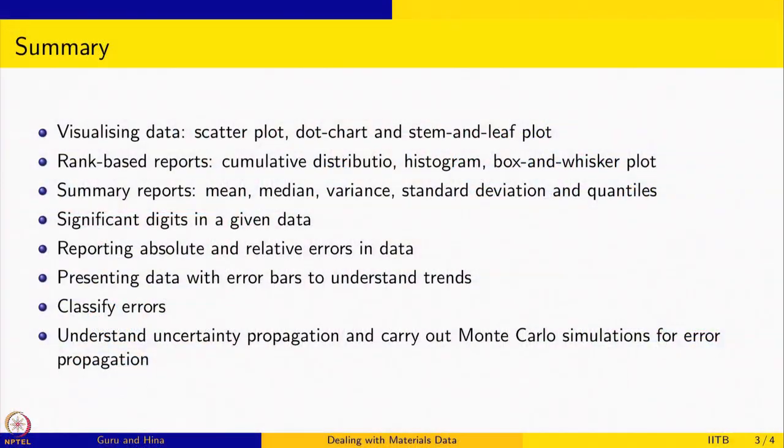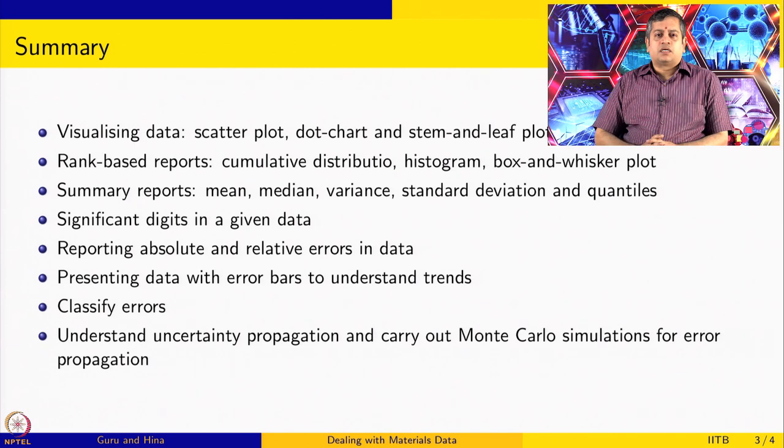So we have learnt how to visualize data. We have learnt how to use scatter plot, dot chart and stem and leaf plot for visualizing data. Then we have learnt how to prepare rank based reports of data, which includes cumulative distribution, histogram and box and whisker plots. We also have learnt how to prepare summary reports for data. Mean, median, variance, standard deviation and quantiles are the quantities that one calculates in the summary based reports.